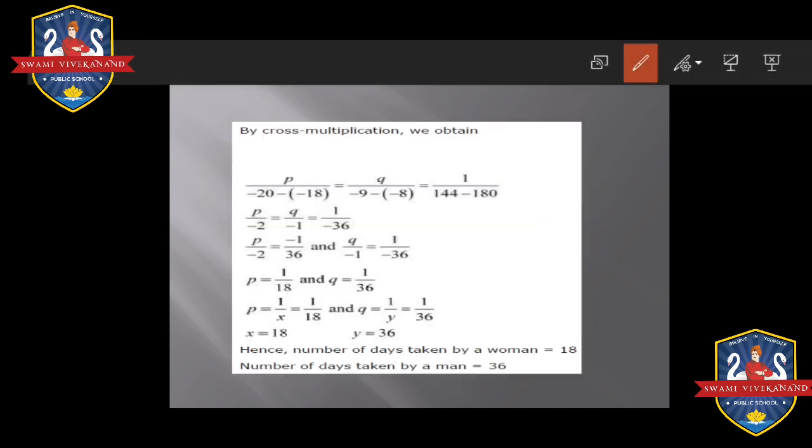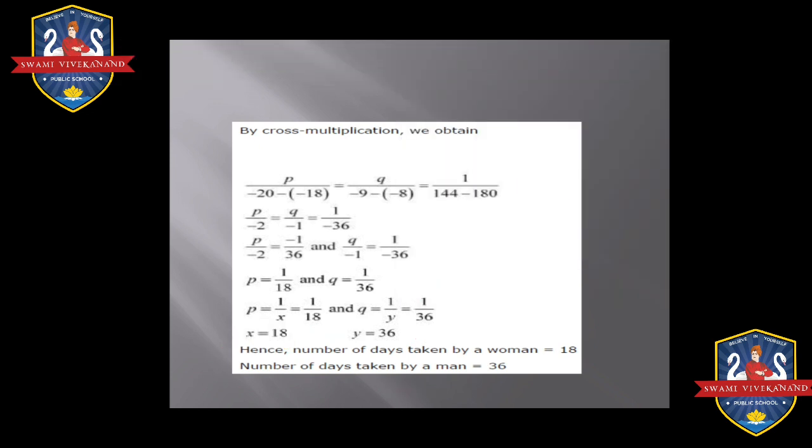On cross multiplication, we get p is equal to 1 upon 18 and q is equal to 1 upon 36. If 1 by x is equal to 1 upon 18, so we get x is equal to 18, and if 1 by y is equal to 1 upon 36, so we get y is equal to 36. In this way, the number of days taken by a woman to complete this work is 18 days and the number of days taken by a man is 36 days.